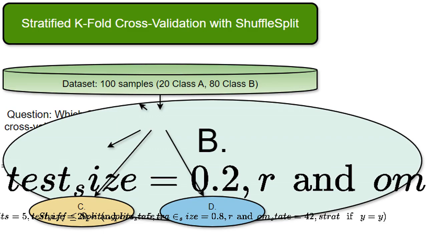Here, I explicitly use stratify equals y where y contains the class labels, A or B. This is perfect. I'm using stratified sampling, which ensures each split maintains the original proportion of Class A and Class B, 20% and 80%. This one's a winner.